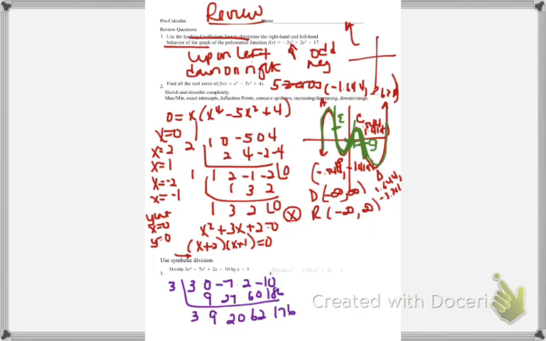Since you divided an x fourth by an x, this is x cubed. 3x cubed plus 9x squared plus 20x plus 62, and here's your remainder, plus 176 over x minus 3.